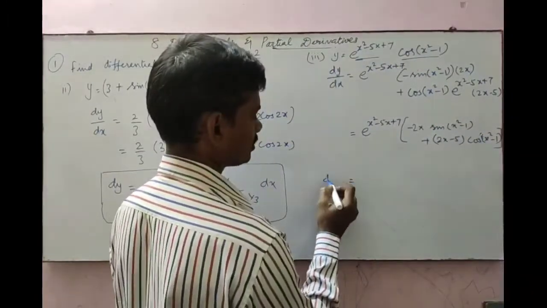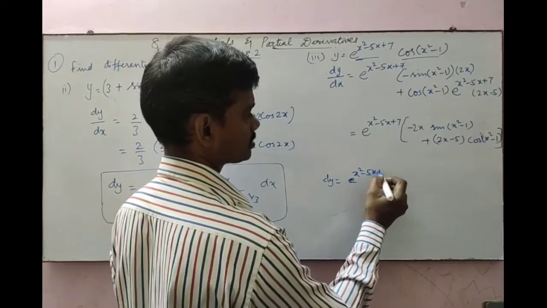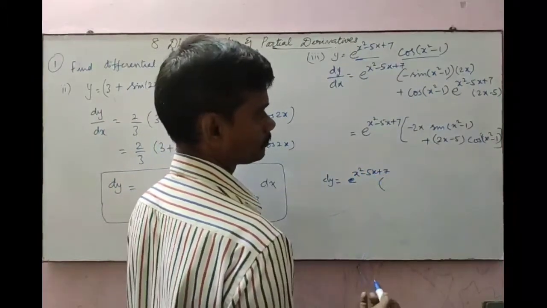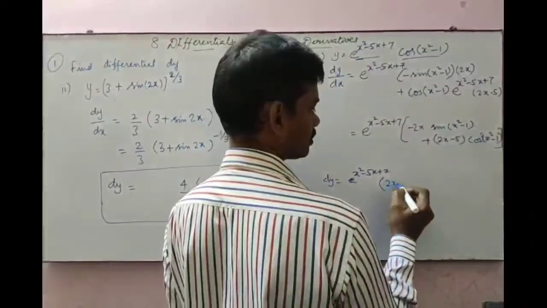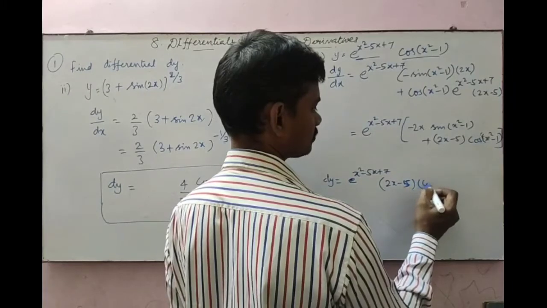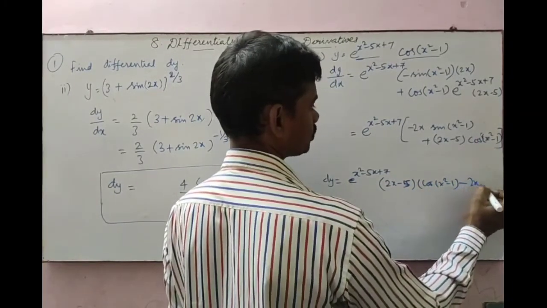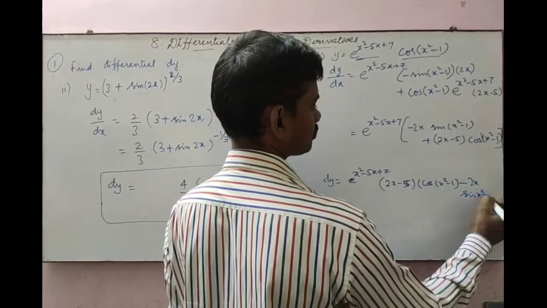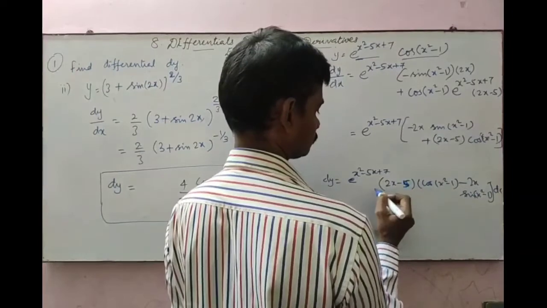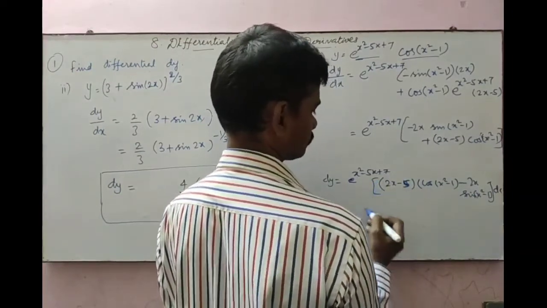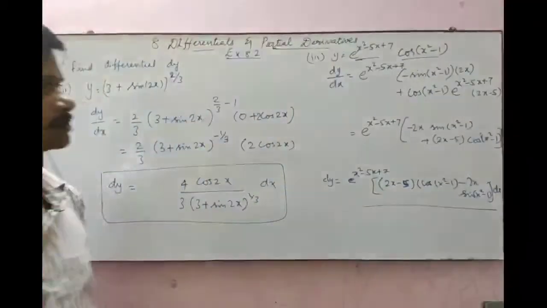Now we have to find the dy. So if you cross multiply this dx to the right side, since the second term is positive, write that as first. Cos of x square minus 1 minus 2x into sin x square minus 1 into dx. So keep this in the whole bracket. So this is dy.